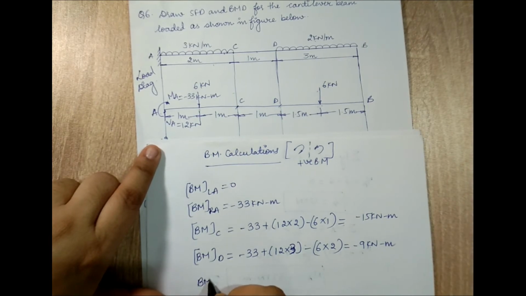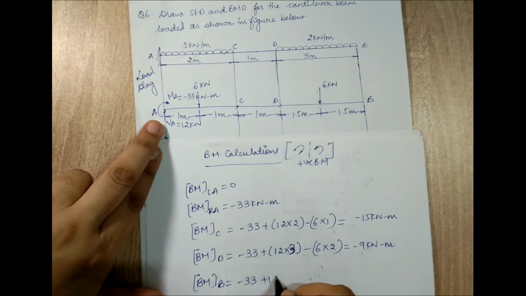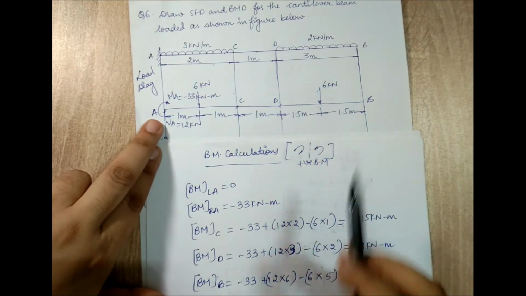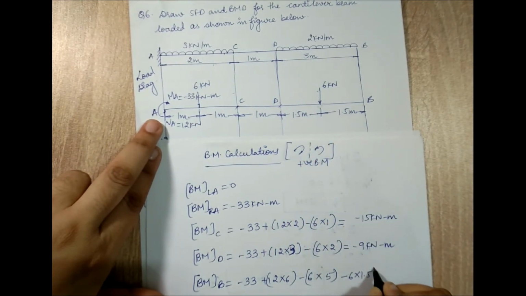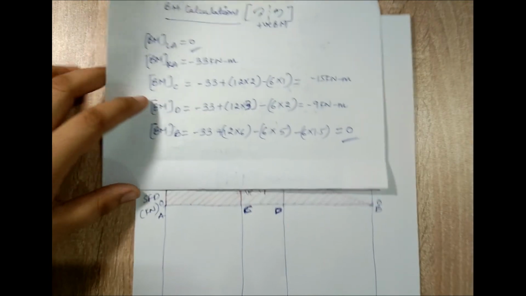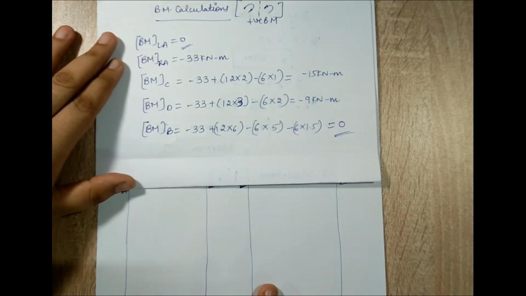Last I'll calculate the bending moment at point B. This is crucial. I should get the value as 0. I'll have MA clockwise. I have VA turning clockwise. Next I have 6 turning anti-clockwise and have this 6 also turning anti-clockwise. I get the value as 0. I start at 0, I end at 0.